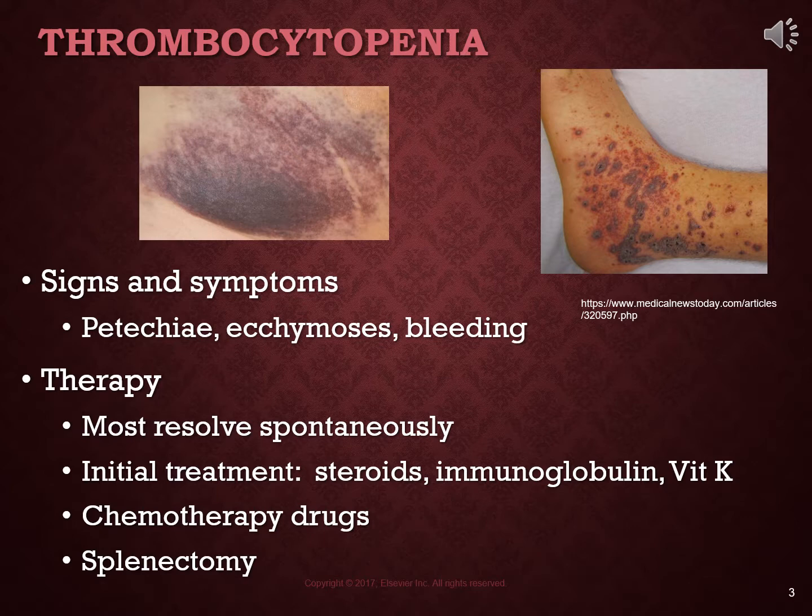And of course, a splenectomy in very severe chronic cases, because the spleen is the primary site of platelet destruction, and you want to keep as many platelets alive for as long as possible.